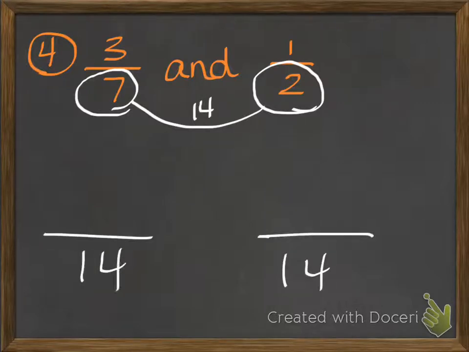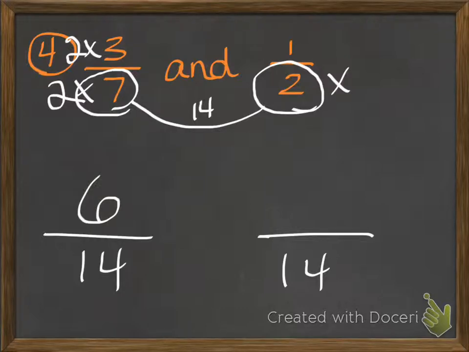Okay, so I can go ahead and change both denominators to 14. I have to remember, how do I get to 14? Well, to get from 7 to 14, I multiply times 2. Whatever I do on the bottom, I have to do on the top. So I have to do 3 times 2. 3 times 2 is 6. So now I have my new fraction, 6/14 instead of 3/7.